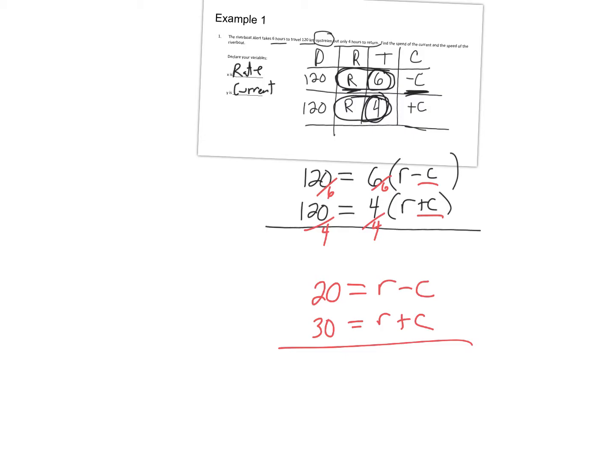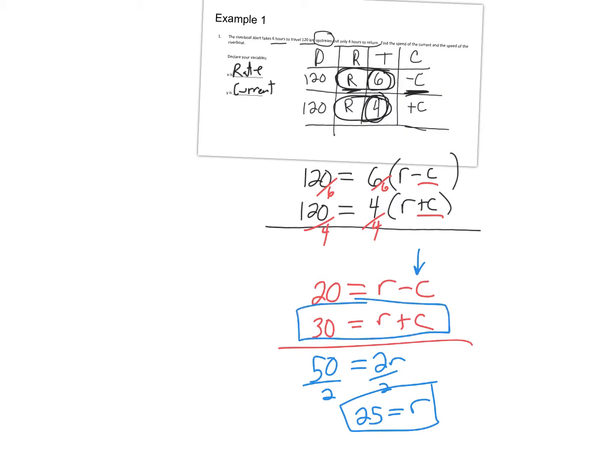Okay. Now at this point, my C's are set to go, so I'm just going to add down. So 50 is equal to 2R, and then divide by 2. So 25 is equal to R. Now when we go back, I would always pick the R plus C equation. It's the easiest one to use. 30 is equal to 25 plus C. Minus 25. So 5 is equal to C.